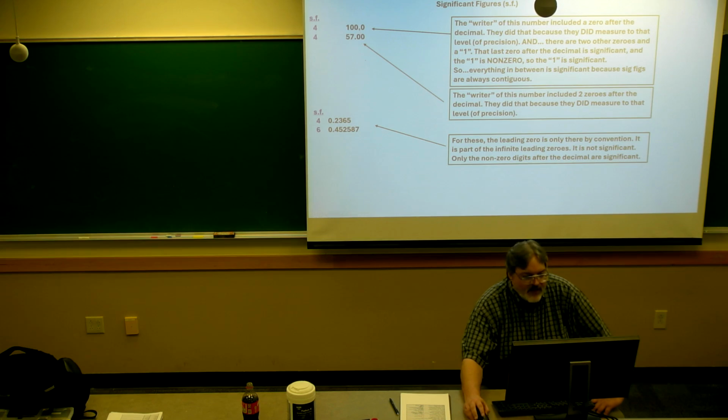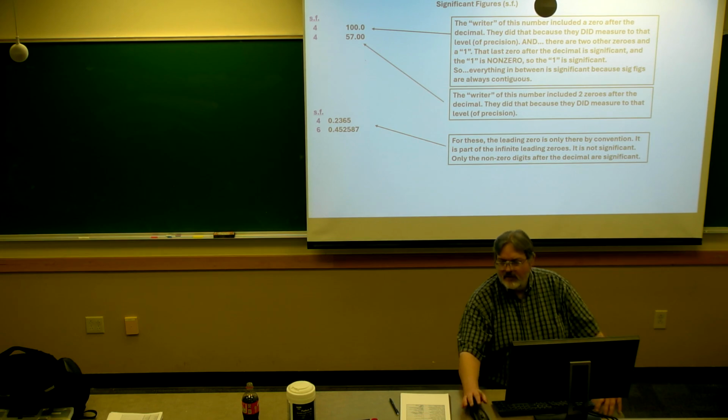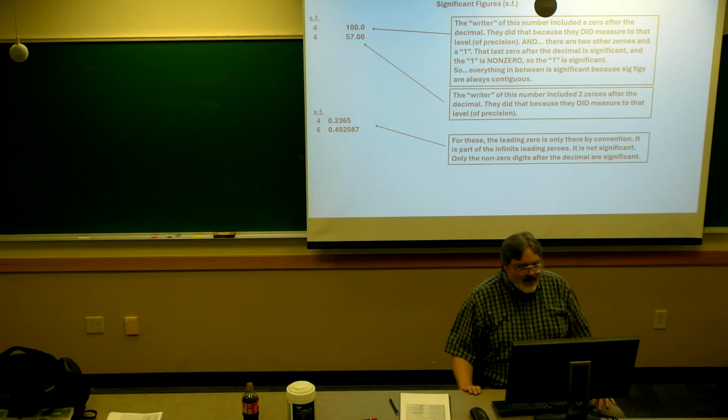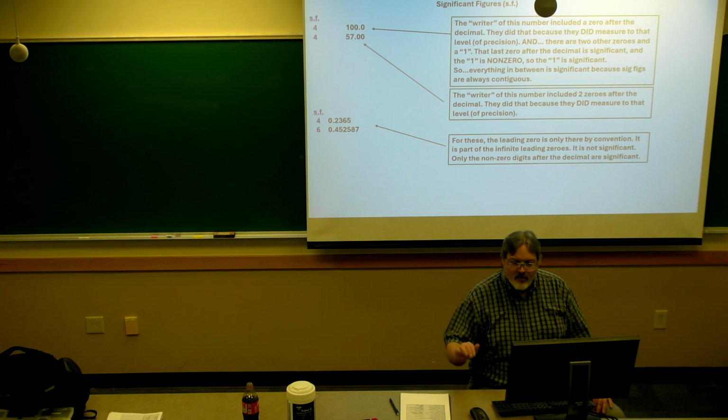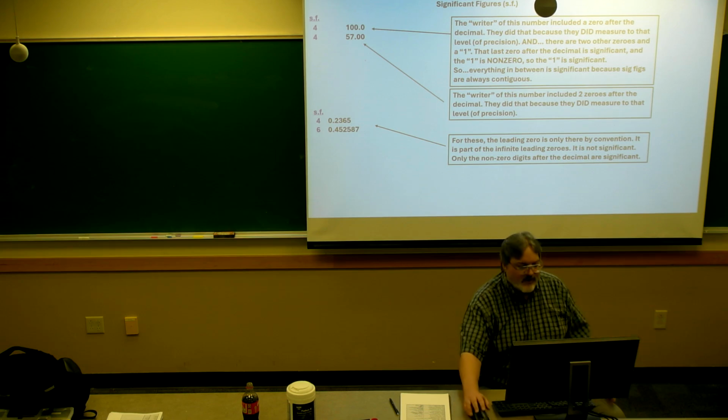That's a long way of saying that it's 4 significant figures there. You with me? The next one, I guess I've covered this, but those 2 zeros after the decimal, the writer of that number put them there, so they are significant. And of course, the 5 and 7 are significant. So that's why that's 4 significant figures.